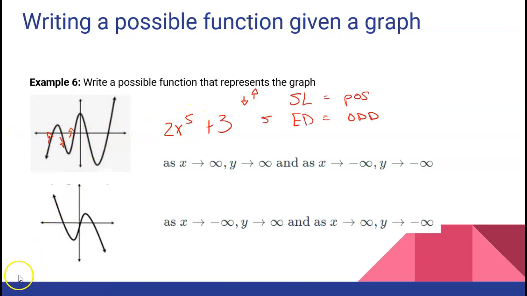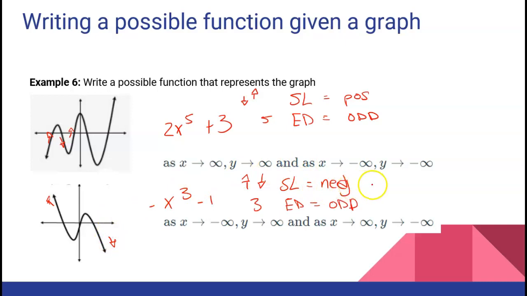Let's do the second one. And when I look at the direction that my end behavior is going in, I see an increase on the left and a decrease on the right. That tells me that my sign of lead coefficient is negative, and I count my degrees based on the direction. 1, 2, 3, which is 3. That is odd. So now I have a negative x to the 3rd minus 1.